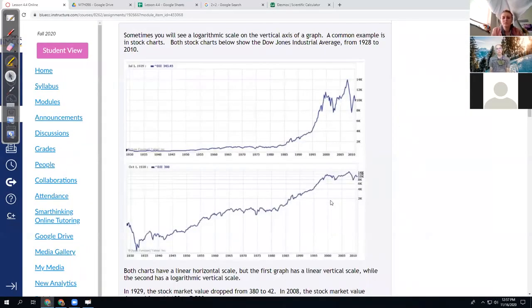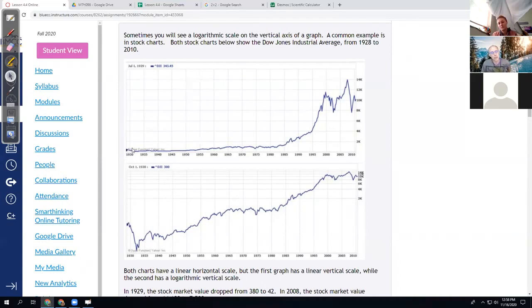Okay, so next problem. Data from the Dow Jones Industrial Average, which is a common measure of the overall worth of the entire stock market in the US, is graphed here from its early days of 1928 up through 2010.